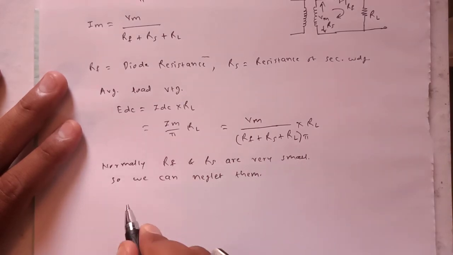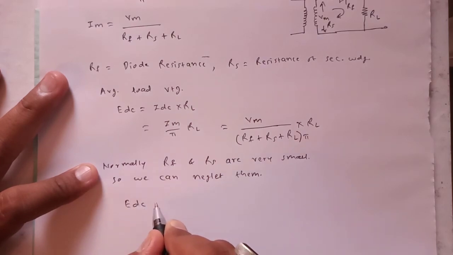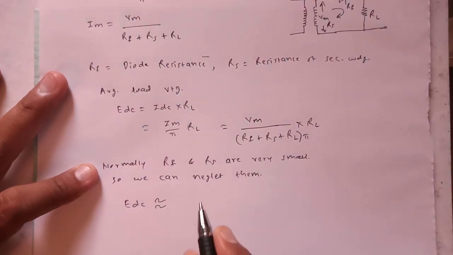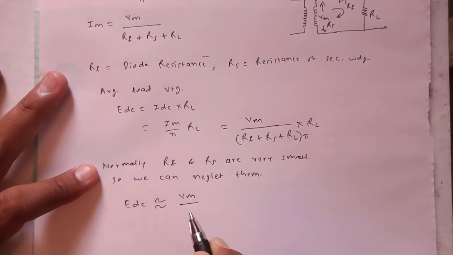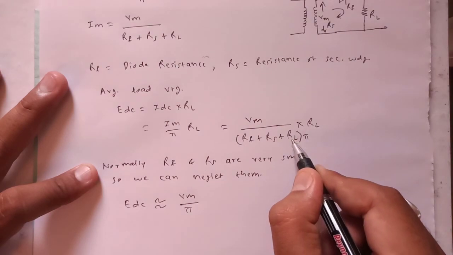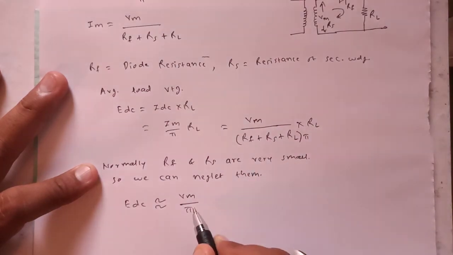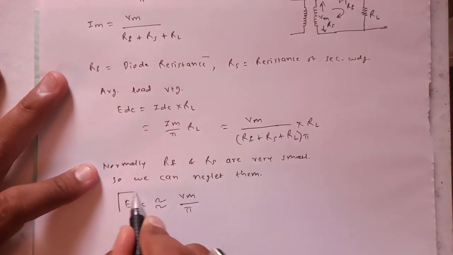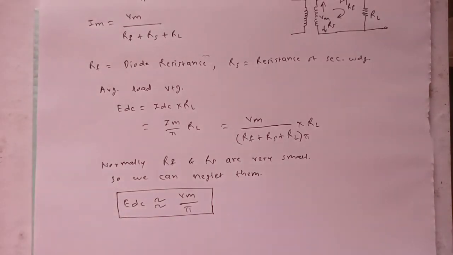And if we do this, we are remaining with the final equation of EDC, which is normally equal to Vm by pi, because here it remains RL only. This RL will get cancelled, and that's why we are remaining with Vm by pi. So that is the final equation which we can have for the average value of DC voltage.